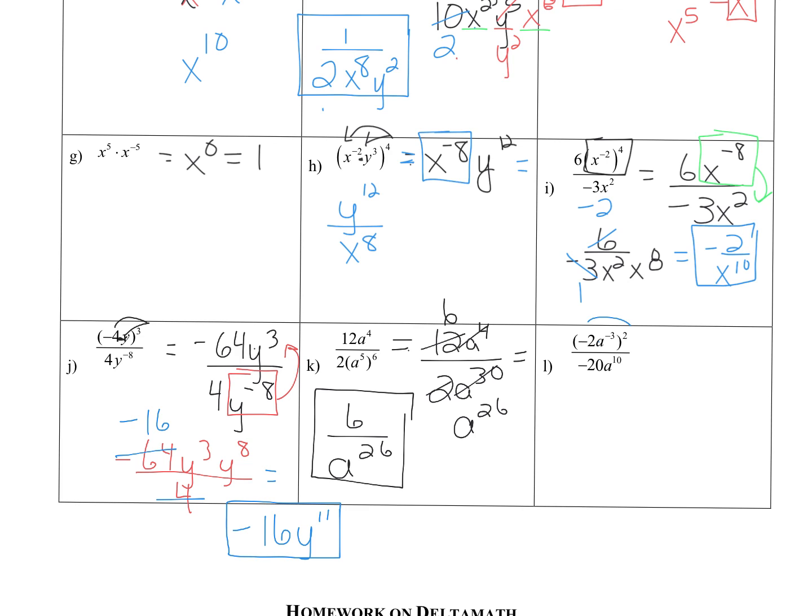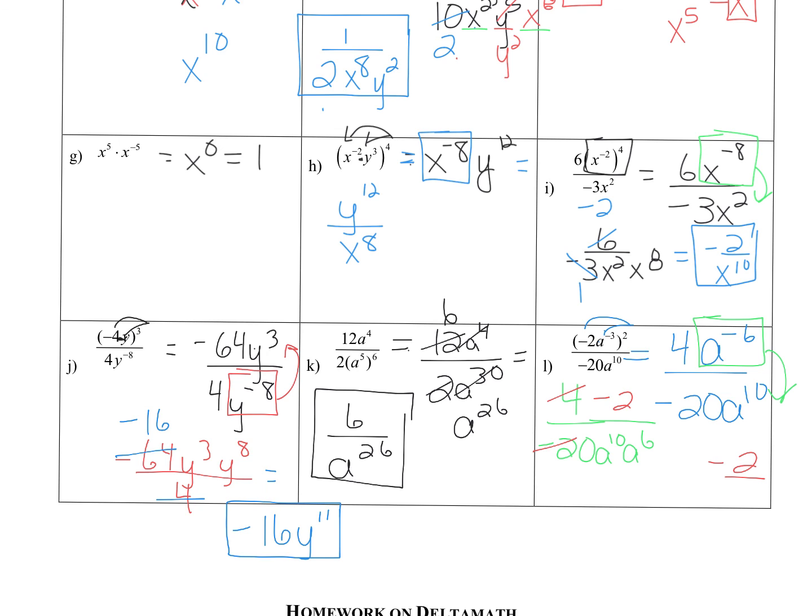This one has distributive property. So this is positive 4, negative 2 squared is positive 4, a to the negative 6, negative 20, a to the 10th. And move this, so we have 4 over negative 20, a to the 10th, a to the 6th. And then we're going to reduce the fraction, put the negative on the top. So I have negative 2 over a to the 16th when I add the exponents.